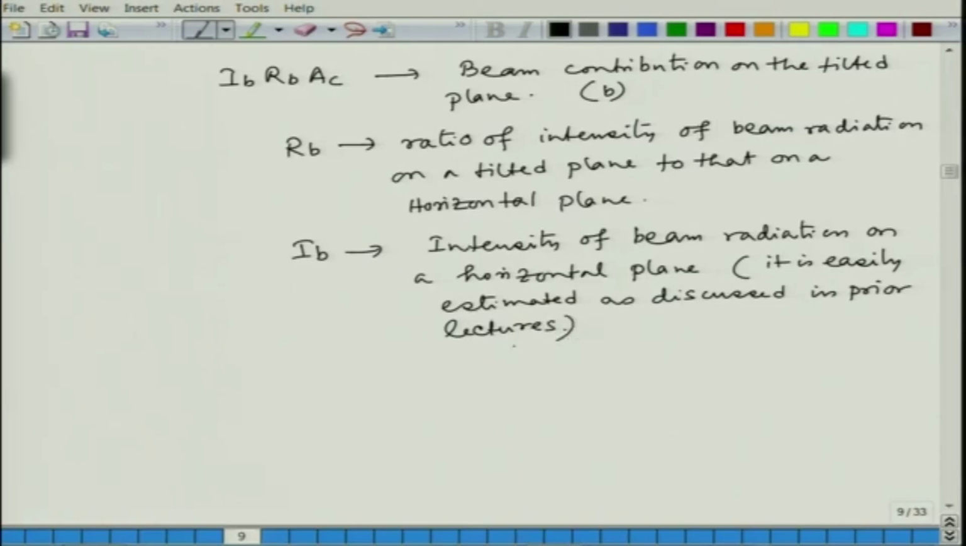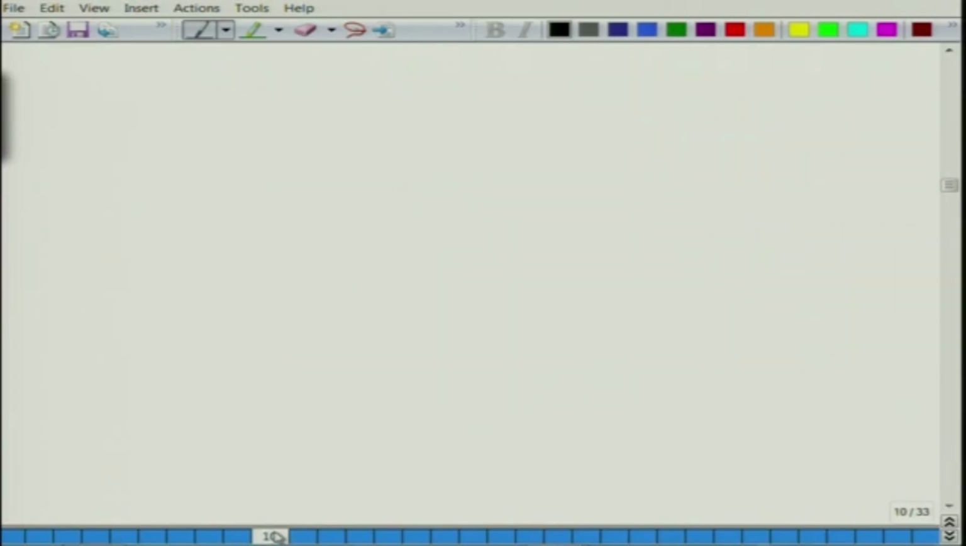Okay. And it is different, it is not ITB, which was used earlier. So, this T is absent here, this stands for tilted plane. Okay. So, it is not ITB, please remember this. Okay. So, that is the first term.